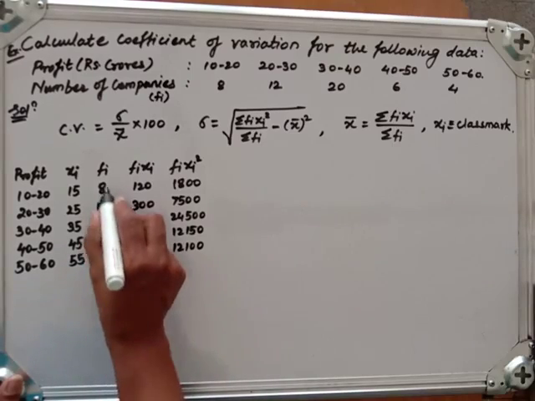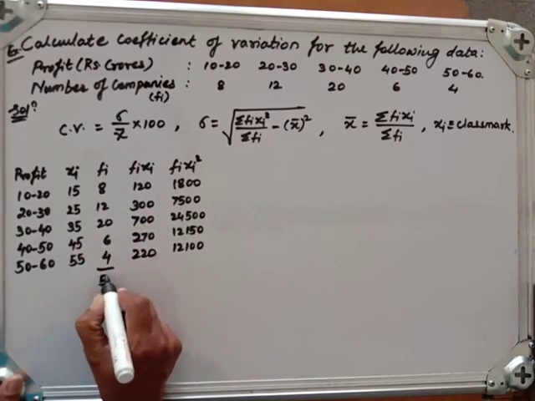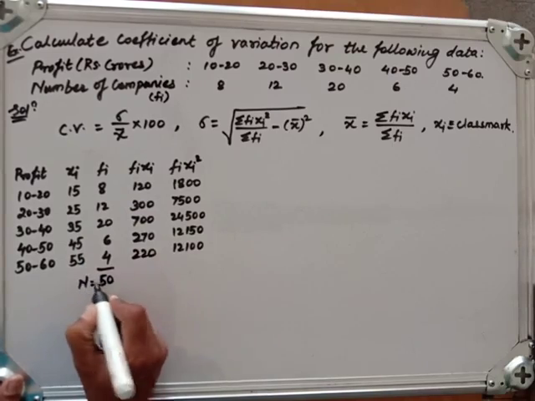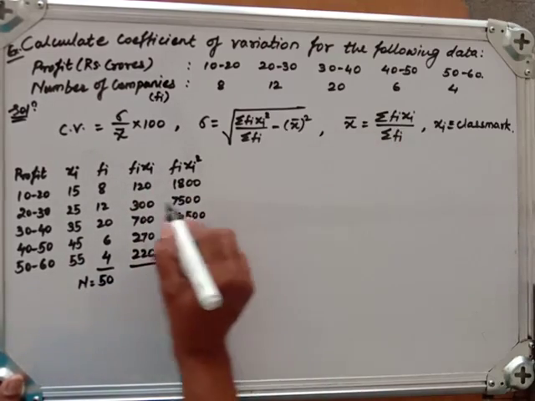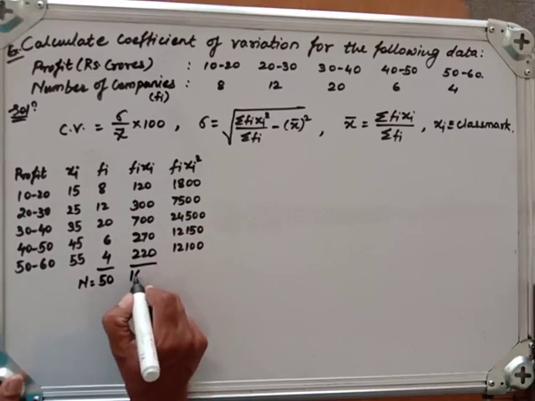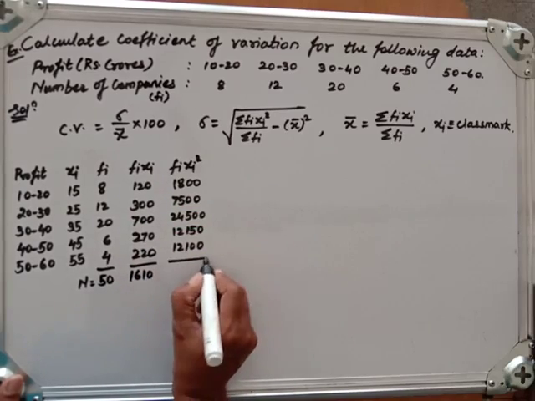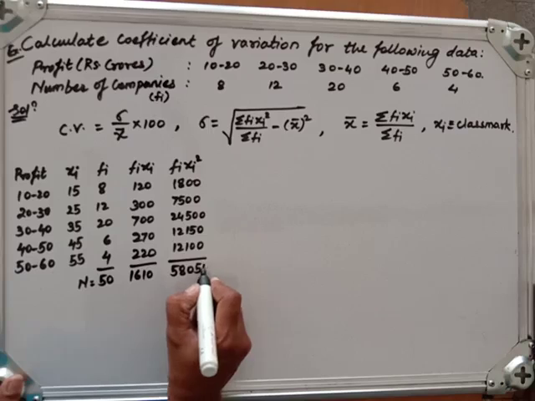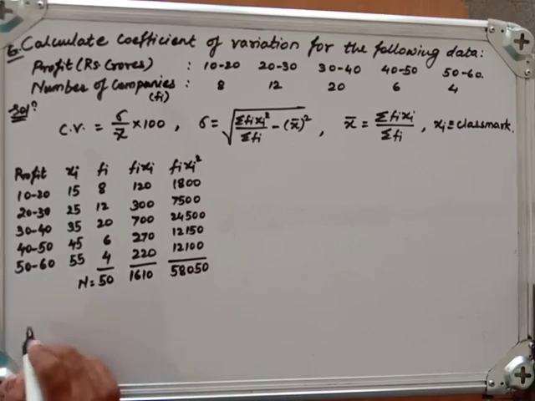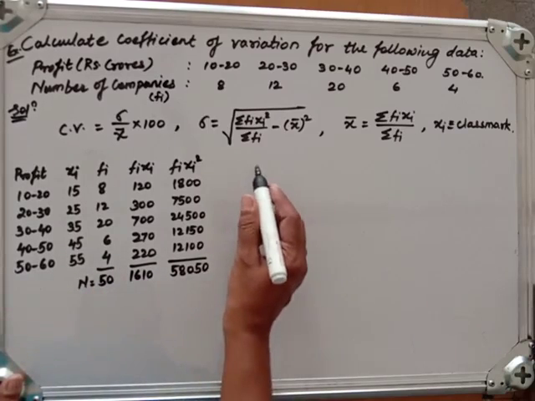Now we need summation Fi, so let us take this sum. This sum will be 50, that is capital N. Now we also need summation Fi xi. This sum will be 1610. And this sum is also required, so this is 58,050. Once we have found all these, we can substitute them in the result.